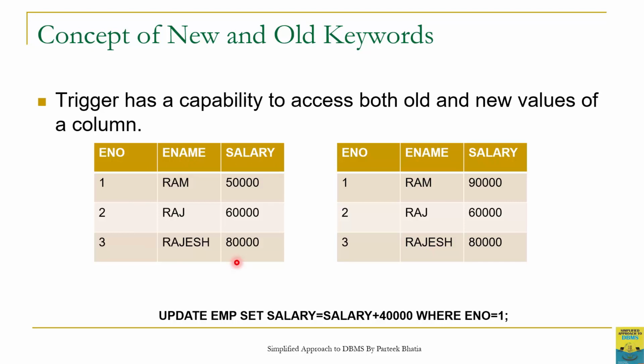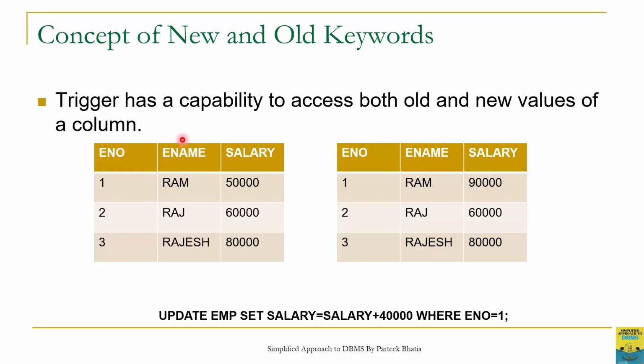On this employee table, we are issuing an update statement: update employee set salary equal to salary plus 40,000 where e-number equal to 1. It means we are changing the salary of e-number 1 by adding 40,000 to the existing salary. You can see that after performing this update operation, the salary of e-number 1 is changed to 90,000.